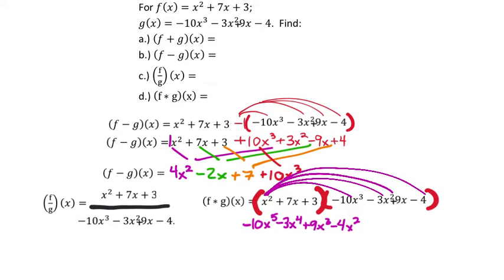Let's do another one. Let's do the 7x as well. So I'm going to multiply the 7x's by all the terms in the other set of parentheses. So that'd be 7x's times negative 10x cubed. That'd be negative 70x to the power of 4. And then we got 7x times negative 3x squared. So that'd be negative 21x to the power of 3. 7x's times 9x's would be positive 63x squared. And then 7x's times negative 4 would be negative 28x's.